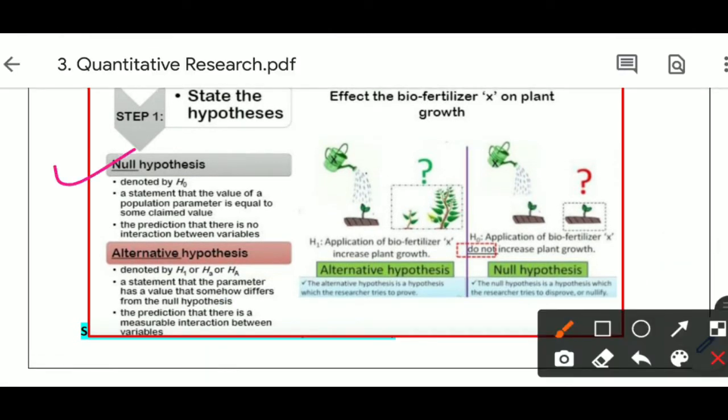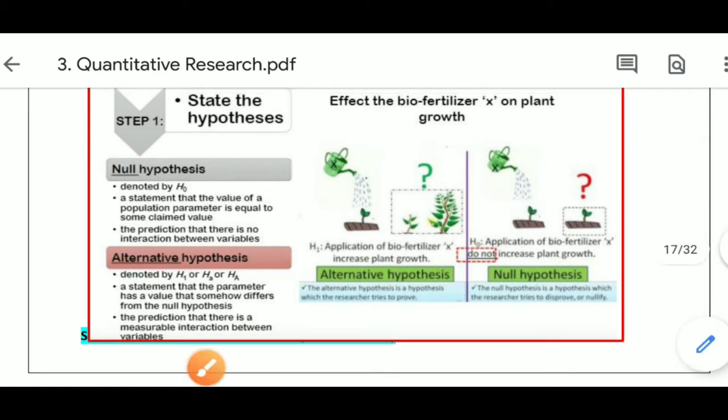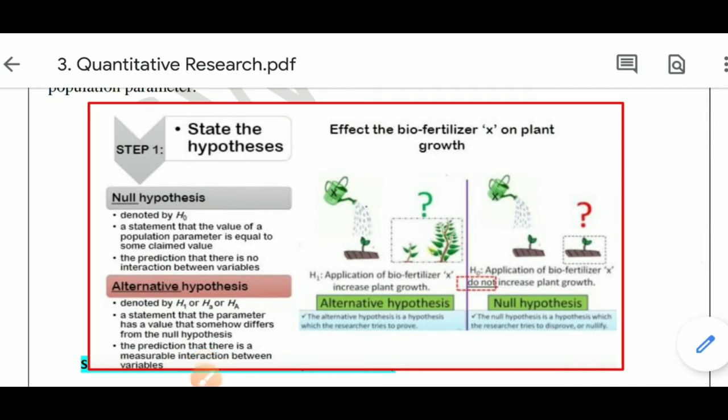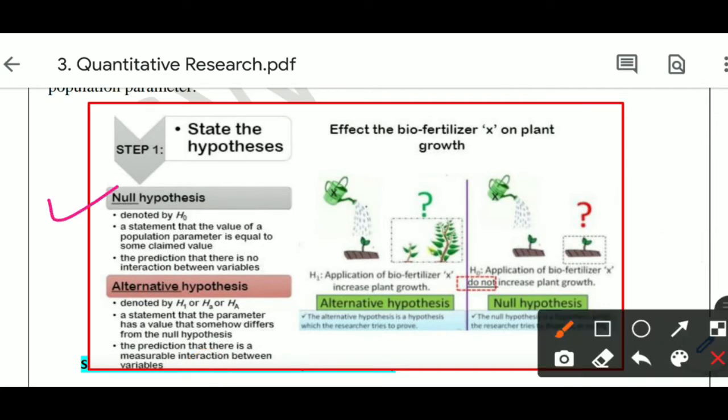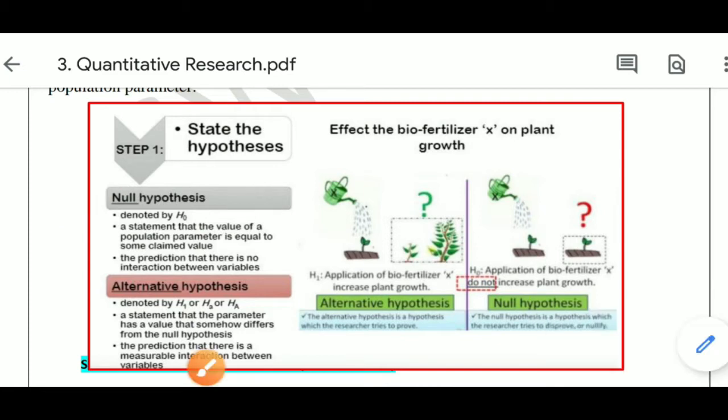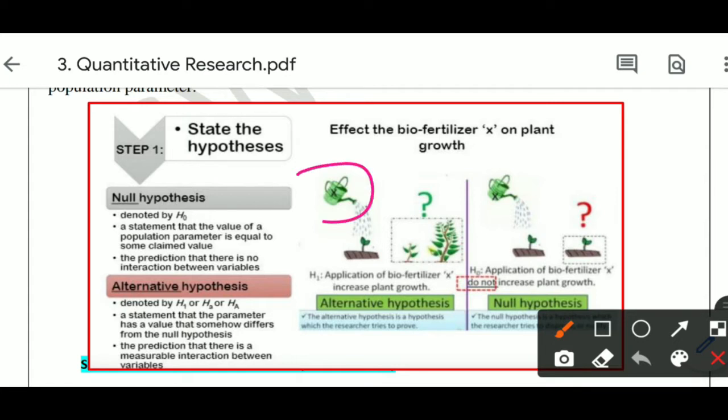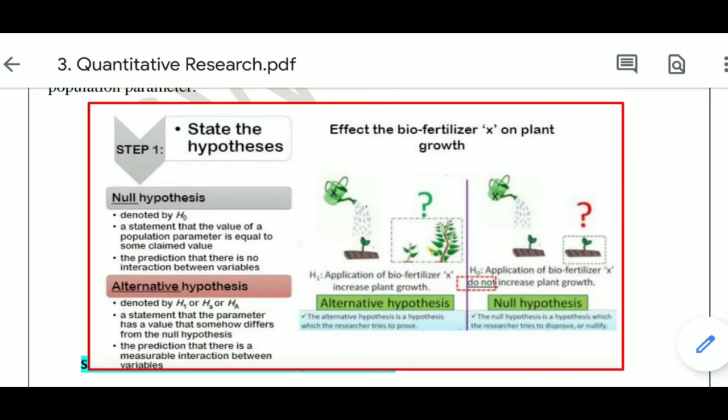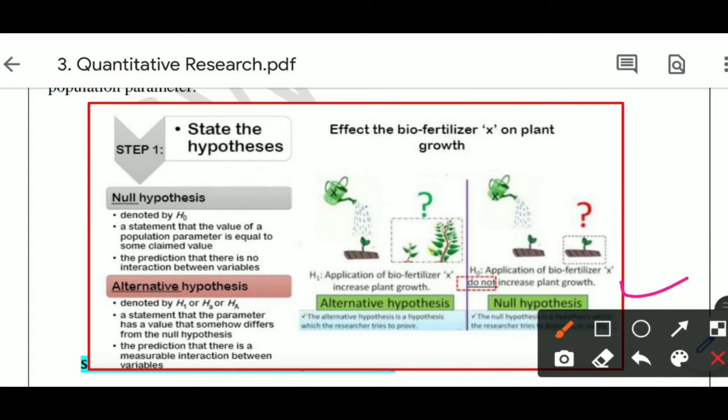By taking a very simple example, you can see here the effect of biofertilizer on the plant. These are the plants and this is the biofertilizer. Now taking this example, we will try to prove the null hypothesis as well as the alternative hypothesis. In the null hypothesis, we consider that there is no impact of biofertilizer on the plant growth. So we try to prove that there is no relation and no impact or effect of the biofertilizer on the plant growth. This is called the null hypothesis and it is denoted by H naught.